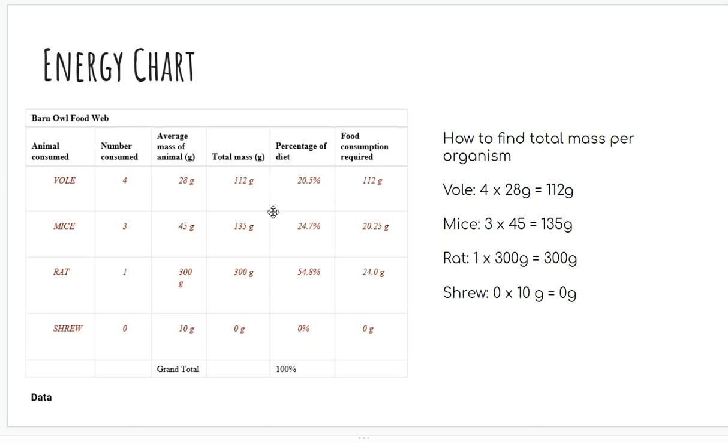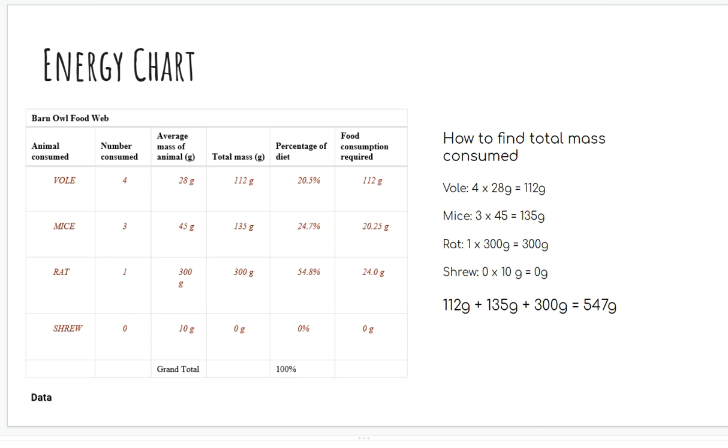Now I'm going to move on to the next slide to talk about how I found the percentage of the diet that is consumed. First, we have the total mass for each organism, so the 112, 135, 300, and I added those together to come up with a grand total of grams consumed by the barn owl. So all together, if we were going to put an amount of energy on the organisms within the pellet, the owl consumed 547 grams.